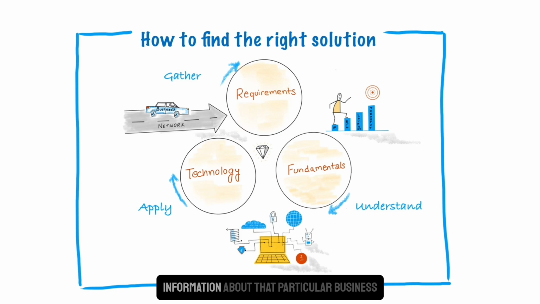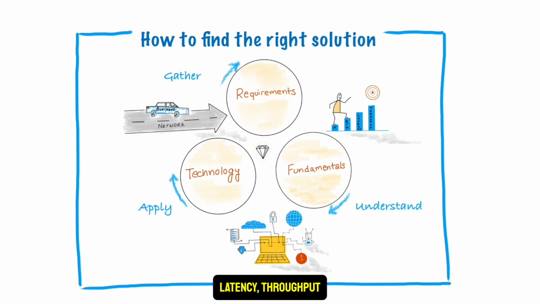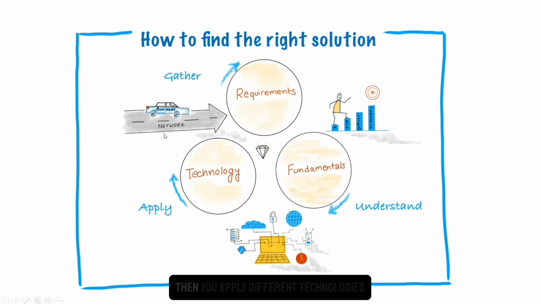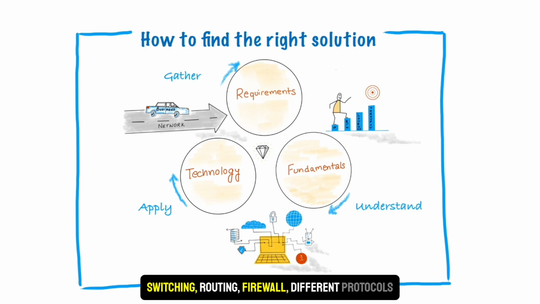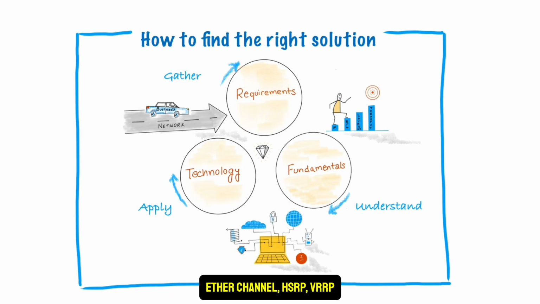First thing is you want to start gathering information about that particular business. You gather all the requirements, look at the basic fundamentals, things like your IP addressing, bandwidth, latency, throughput. Where are those sources? Where are those destinations? Those are your fundamentals. You need to understand those. Once you understand all the fundamentals, then you apply different technologies: switching, routing, firewall, different protocols, routing protocols, spanning tree protocol, EtherChannel, HSRP, VRRP. That's where you build a solid foundational network.